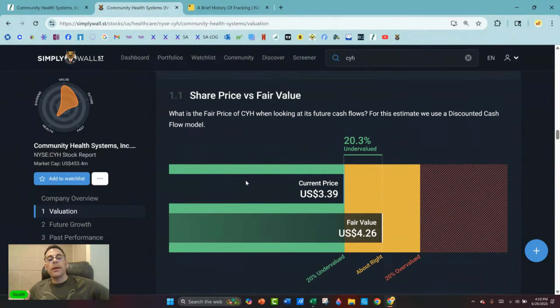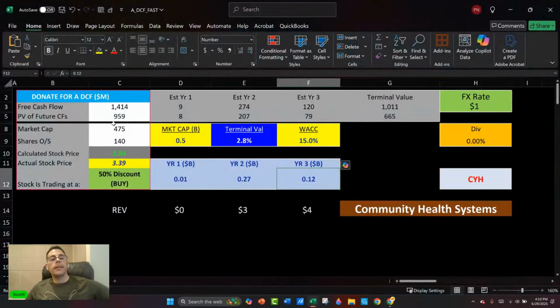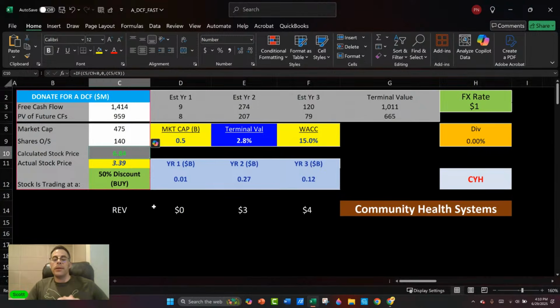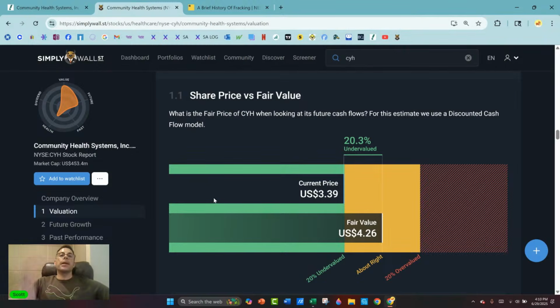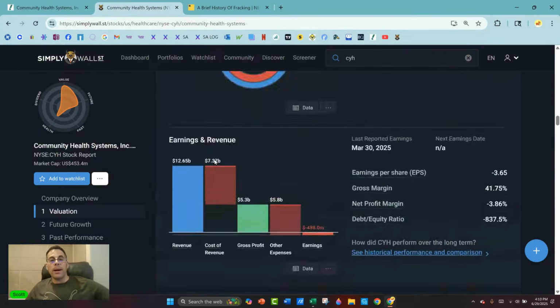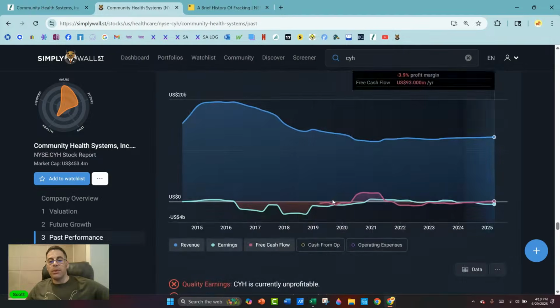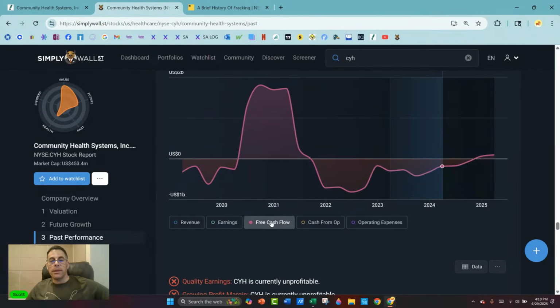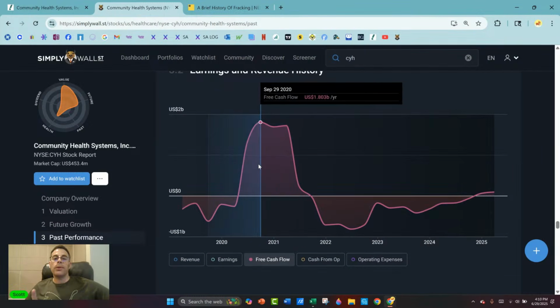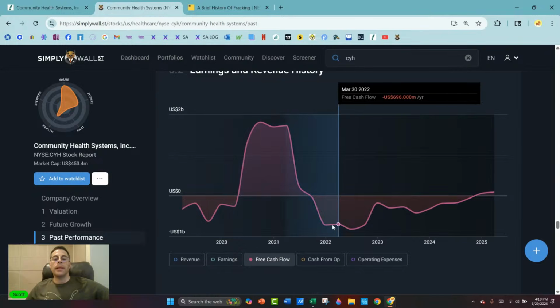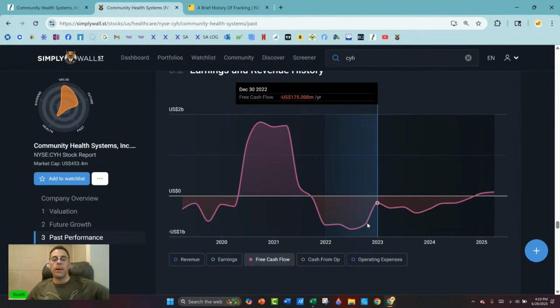So Community Health: Simply Wall Street has it at 426, so they say it's undervalued. I'm at 684. It's not easy to value. It's not too bad because they do project positive free cash flow, although they never really had positive. Well, they did have positive in 2020, but then it went back down to negative.